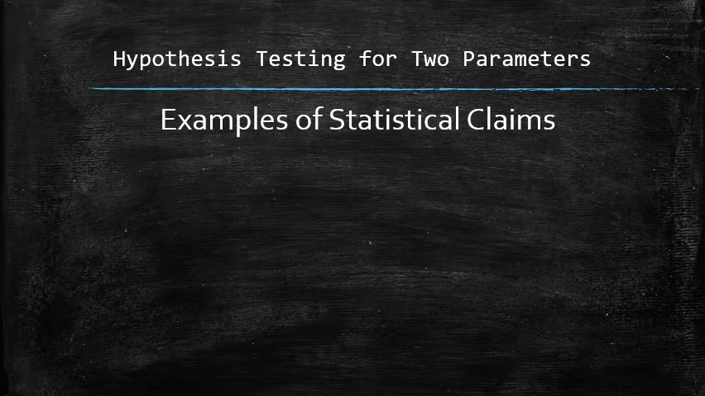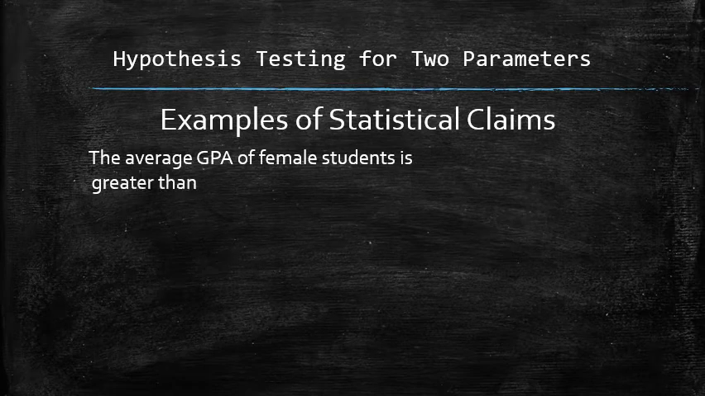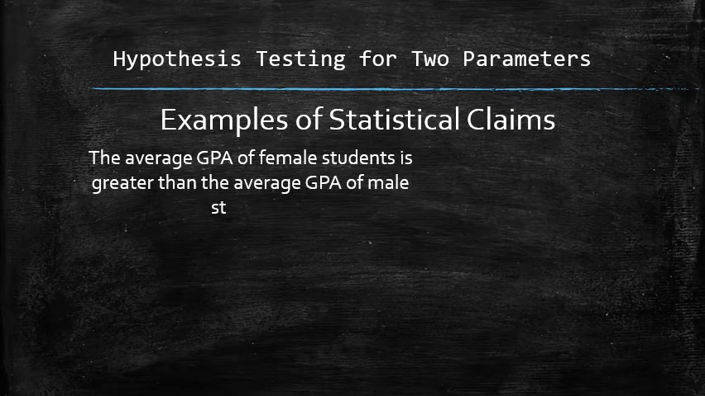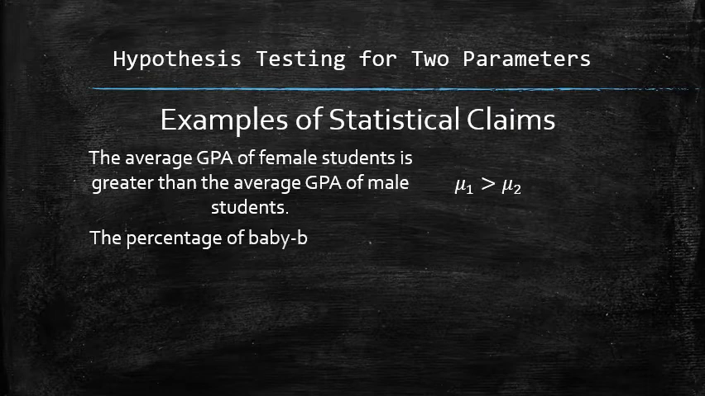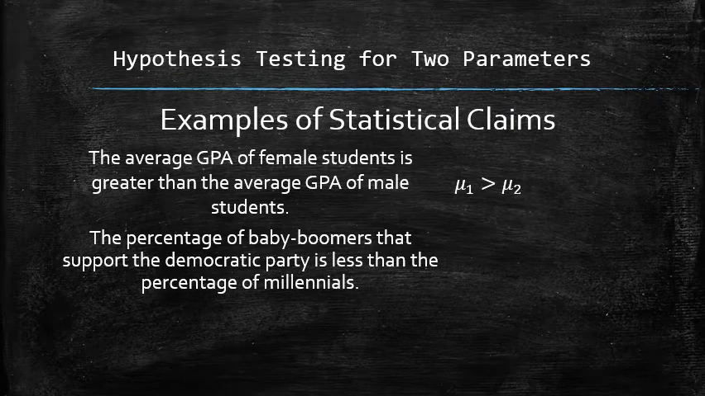Consider the following examples of statistical claims that involve the parameters about two populations. The average GPA of female students is greater than the average GPA of male students. Can be symbolically written as mu1 greater than mu2. The percentage of baby boomers that support the Democratic Party is less than the percentage of millennials. Can be symbolically written as p1 less than p2.